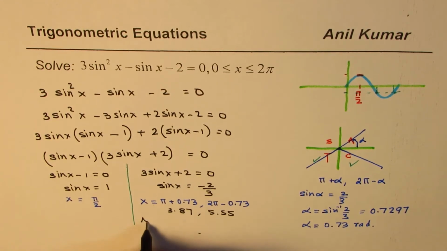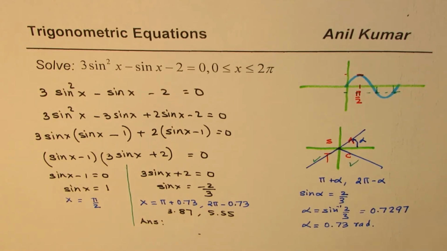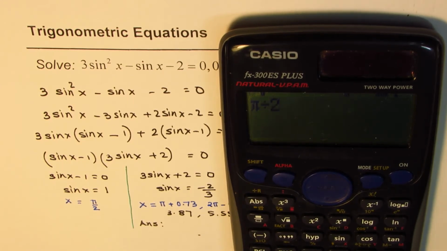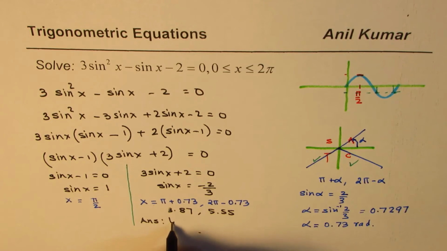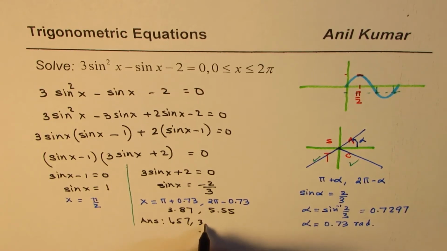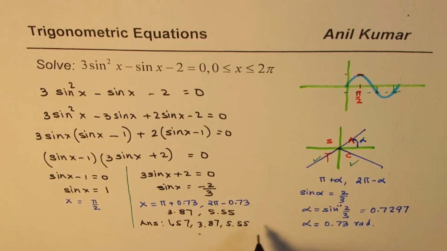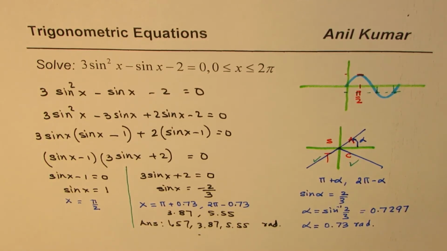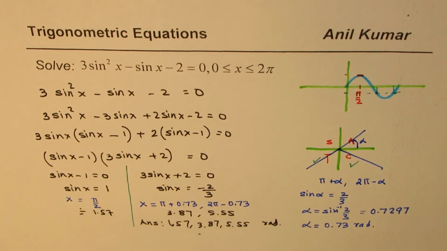So we could write the answer as, let this be exact, or if you want to write that, pi by 2. So pi divided by 2 equals, in decimals, 1.57. So write this as 1.57, 3.87, 5.55. So all these are in radians. You need not write radian. Without units means radian. Radian is a ratio. So this is approximately equal to 1.57. That is the exact value.